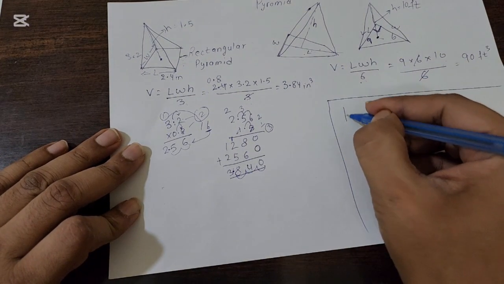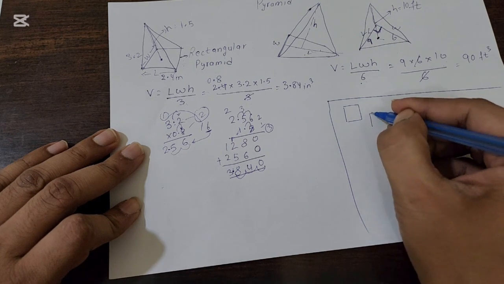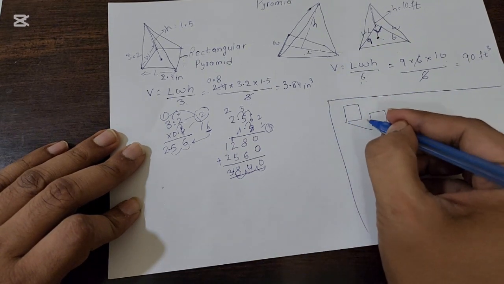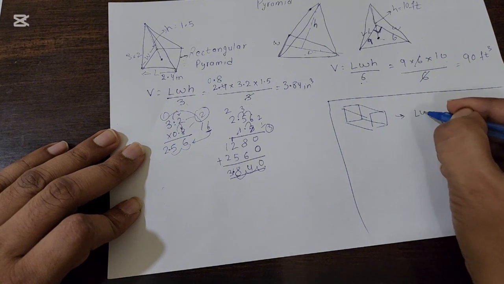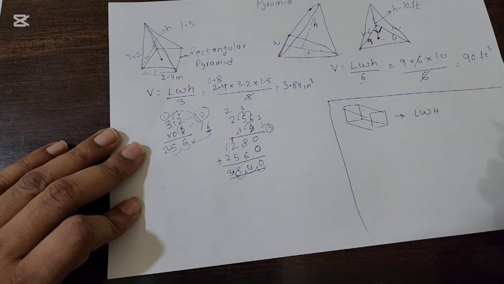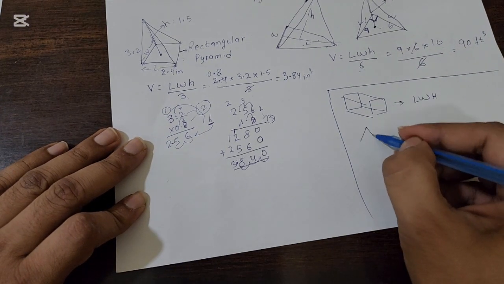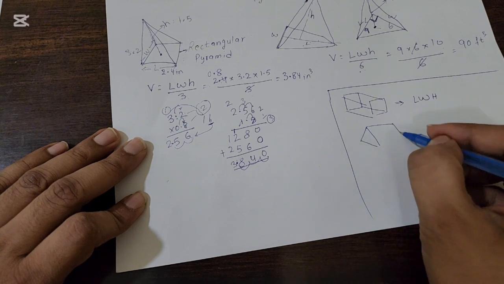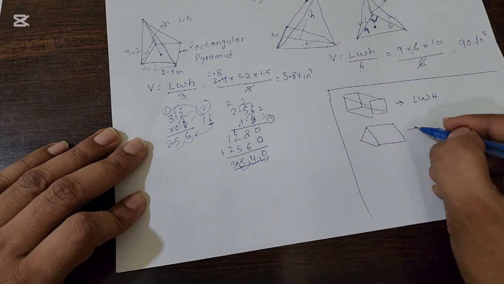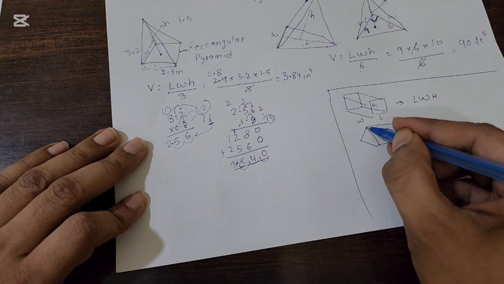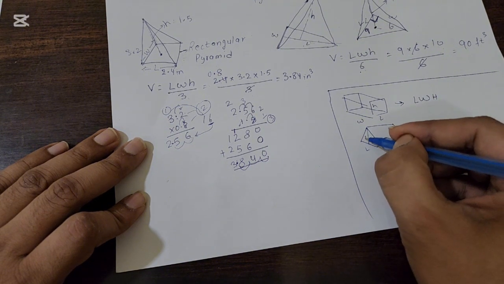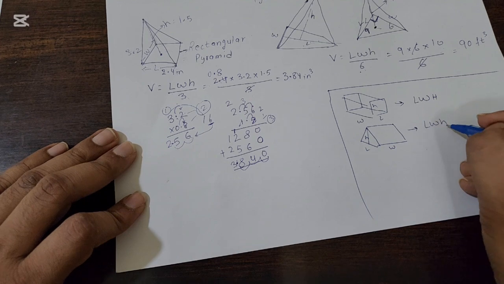Okay, so if you have a rectangular prism, the formula will be length multiply width multiply height. Rectangular prism. Okay, if you have a triangular prism, okay, then the formula will be, okay, length width height. Here length width height, so length times width times height divided by 2.